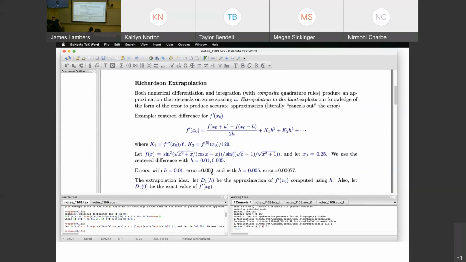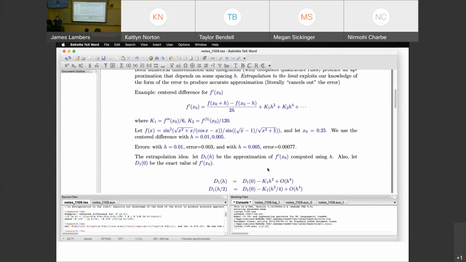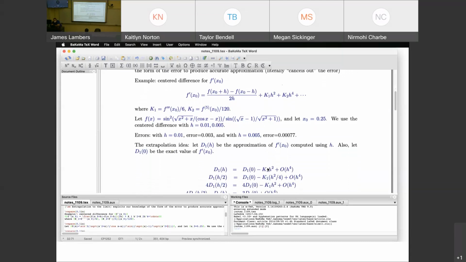So 0.003 with the larger value of h, and then since this is known to be second order accurate, if you cut h in half, that should reduce the error by a factor of roughly 4. And this is what happens in this case. It's a little more than this error over 4, so 0.00077. So these are pretty good approximations, but can we do much better by combining these two approximations? That's what Richardson extrapolation is about.